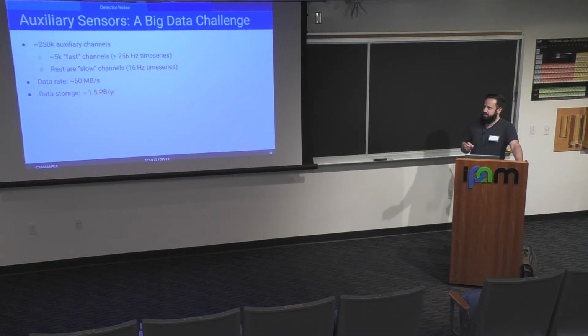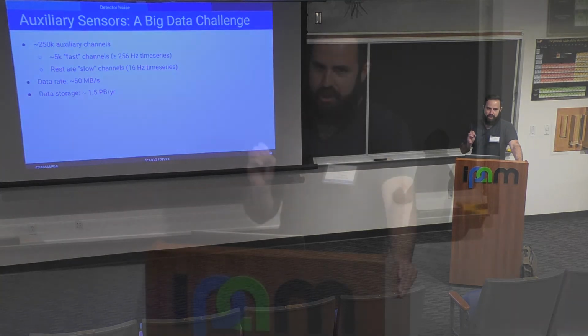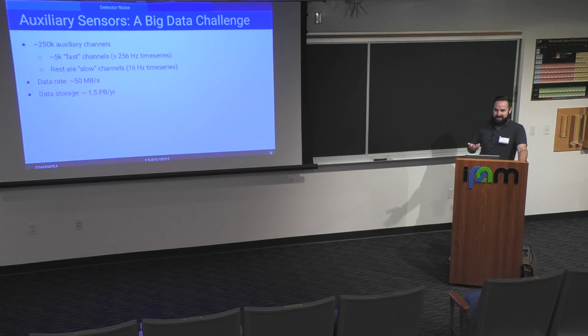About 5,000 of those are fast channels, and by that I mean the sampling rate is at or above 256 hertz. The rest are very slow channels, recorded at 16 hertz. Now, if you look at the data rate, it's about 50 megabytes per second for the uncompressed data. That may seem like a small or big number to you, depending, but for example, if I wanted to stream the uncompressed data to my house, my internet connection is not fast enough to deal with that. And the data storage per site is about 1-2 petabytes per year.